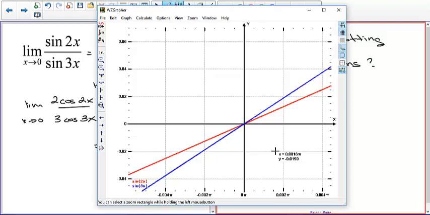So the distance from here to here divided by the distance from there to there is constant as I approach 0. And therefore, when I get to 0, that ratio of the two curves still maintains itself. So even though the function is not defined at x equals 0, as it approaches 0, it's like two straight lines approaching each other. So that's why you get the answer you get, 2/3. Okay.